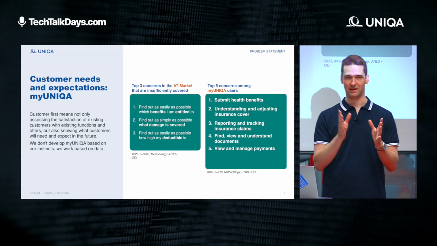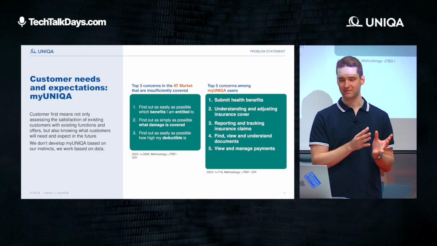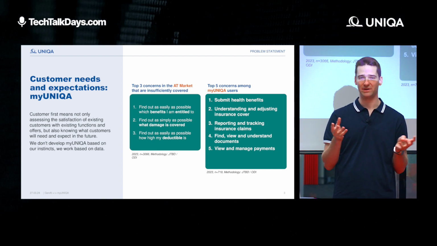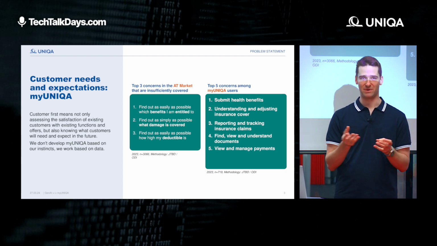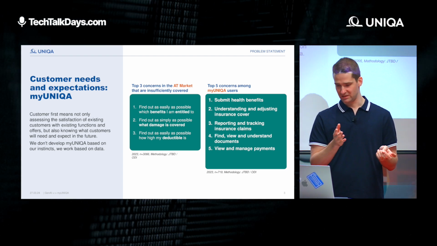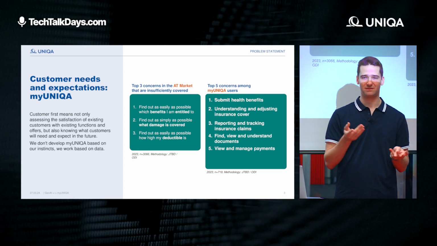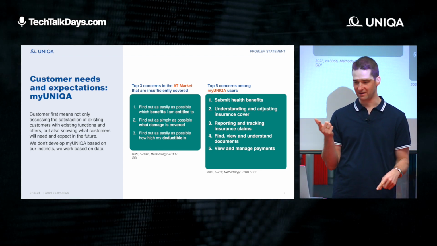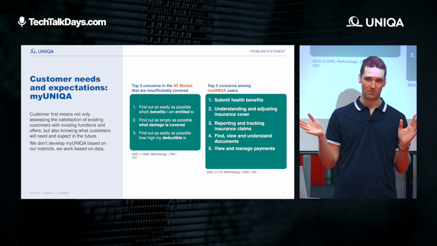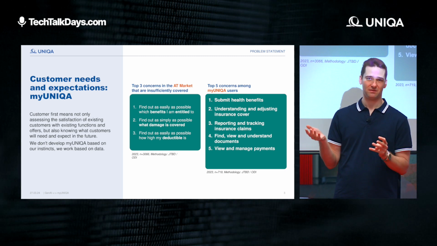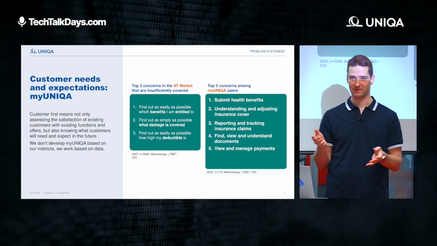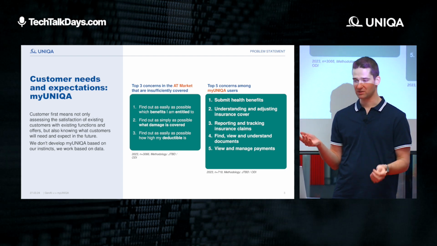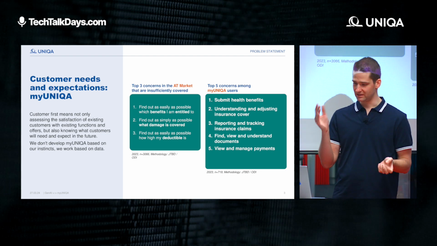You can see we conducted a survey on the AT market overall, and then also amongst myUNIQA users, about the top 3 or top 5 concerns customers are having. On the left side, with the market, customers want to find out which benefits they are entitled to, what damage is covered, how high is their deductible. These are the top 3 concerns that are insufficiently covered by their insurances on the AT market in general, so not only UNIQA. On the other hand, the top 5 concerns among myUNIQA users are partially matching.